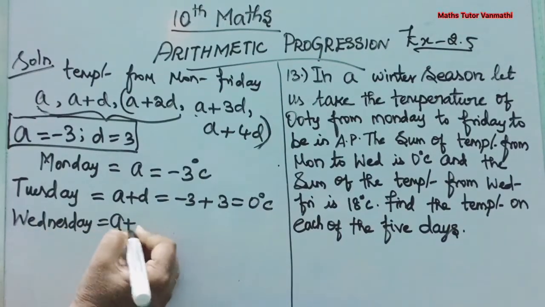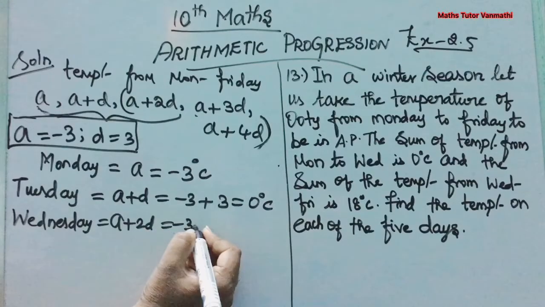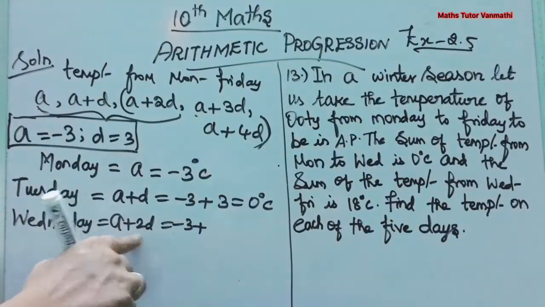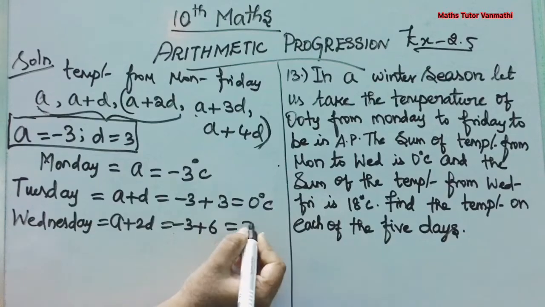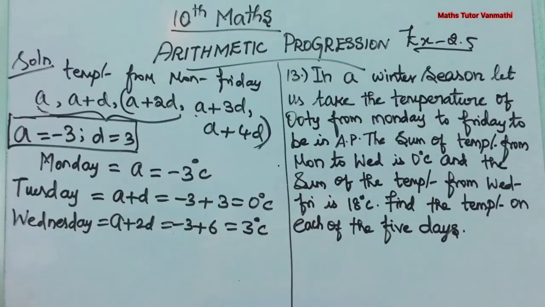Wednesday is equal to A plus 2D. A is minus 3, plus 2 into D, which is 3. 2 3s are 6. 6 minus 3 is 3. So 3 degrees Celsius on Wednesday.